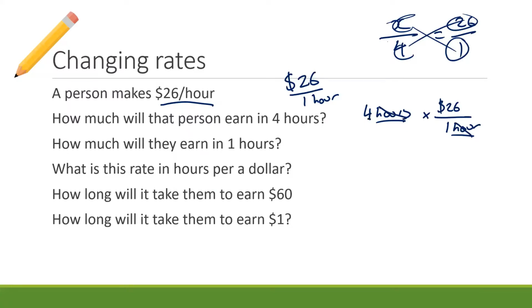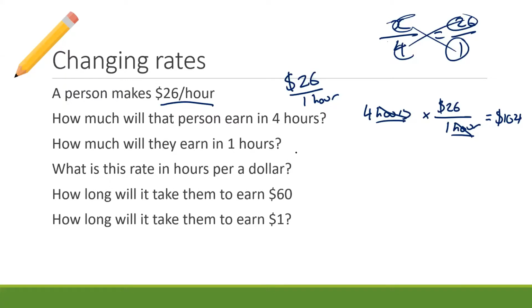So that means you can have 4 times 26, and 4 times 26 is going to be $104. And I know that it's dollars because ultimately it's dollars divided by hours, but the hours have been cancelled out. So it's just dollars.